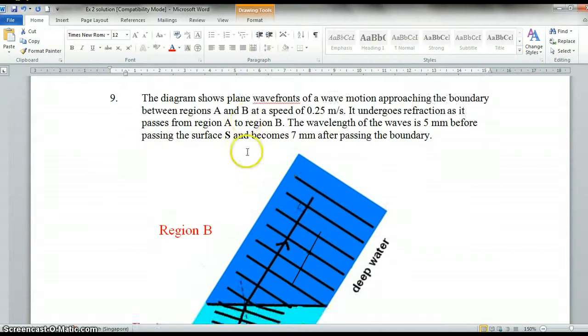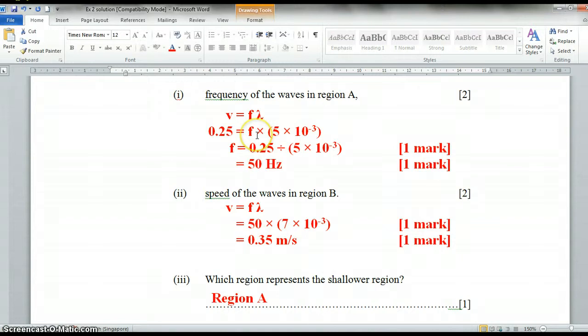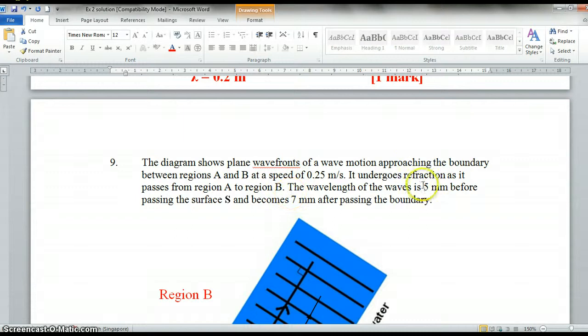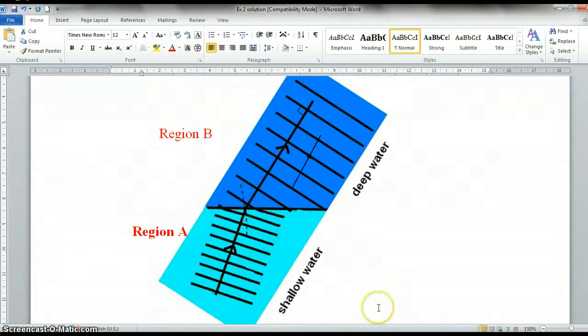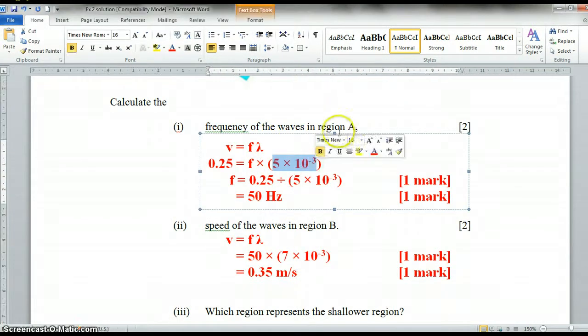Let's move on. Answer as shown. Do take note, wavelength is written here, 5 millimeters. Millimeters is times 10 to the power of -3. That explains why I have the wavelength here, 5 times 10 to the power of -3 for region A. Frequency, we do not know. Speed is given in the question, so we calculate and we end up with 50 Hz for the frequency of the wave in region A.